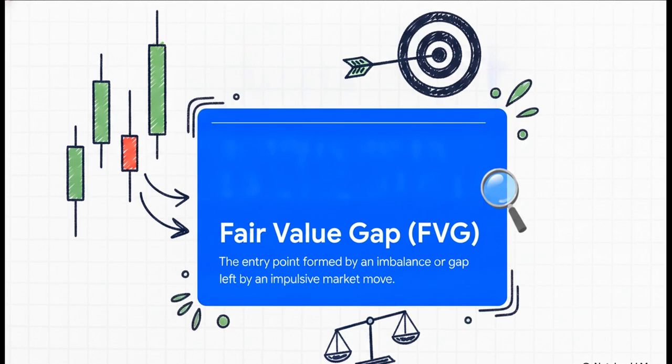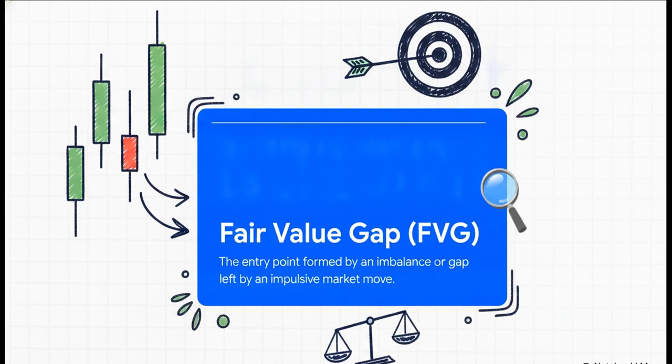Finally, we have the fair value gap, or the FVG. Think of this as the entry. This is your ultimate refinement tool. When a market moves with incredible force and leaves behind a sudden, massive amount of orders, it creates an inefficiency. It leaves a gap between the high of a previous candle and the low of the next one. And the thing is, markets naturally want to move from imbalance back to balance.